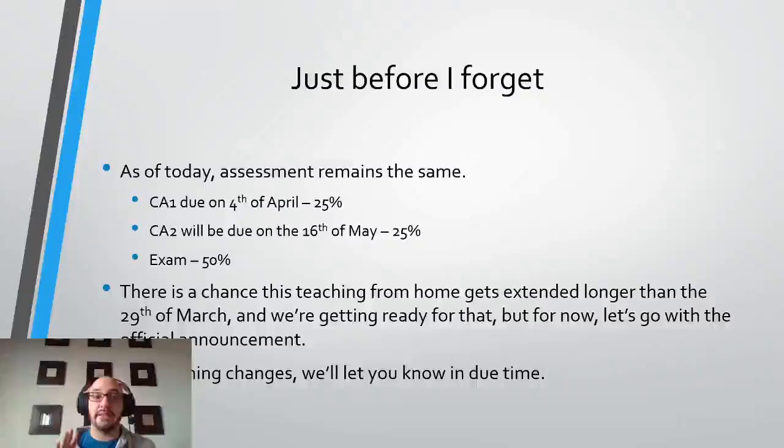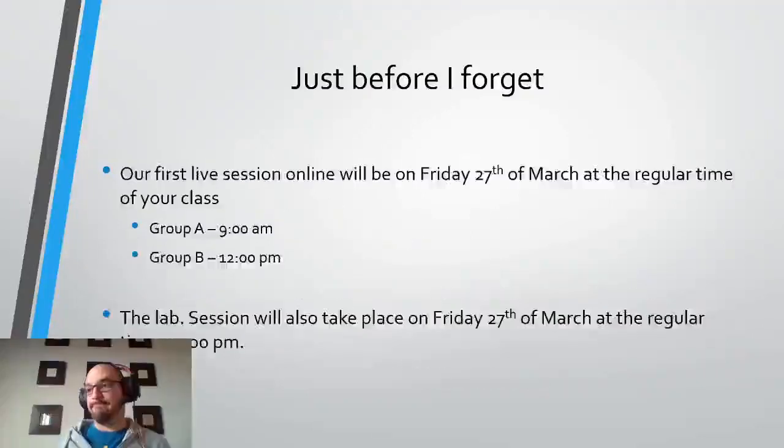There is a chance that this teaching from home gets extended longer than the 29th of March. So that can happen, and we are getting ready for this. However, let's go with the official announcement. And the official announcement says that schools and colleges are going to be closed until the 29th of March. Let's not panic and let's stick to those dates. However, as I said before, the college is getting ready in case we need to go any longer with this kind of strategy. And of course, if there is any change, we'll let you know in due time, okay?